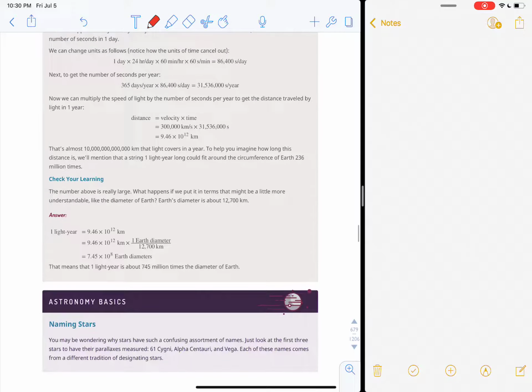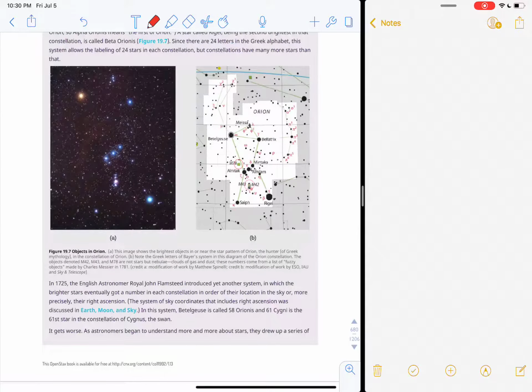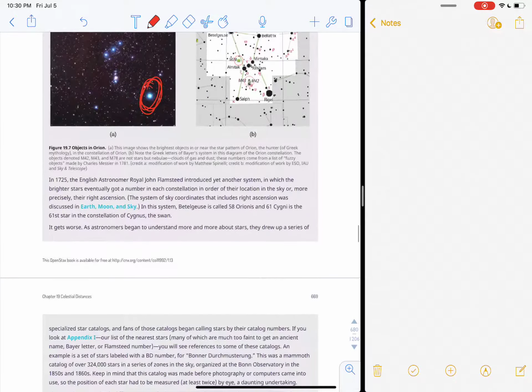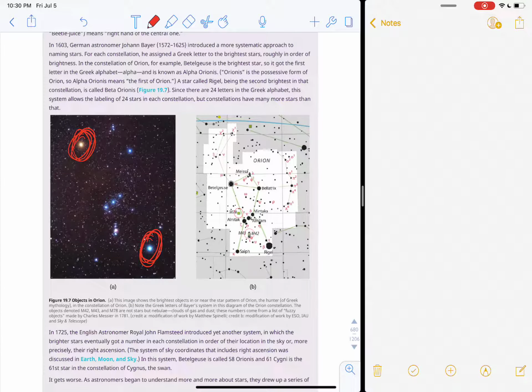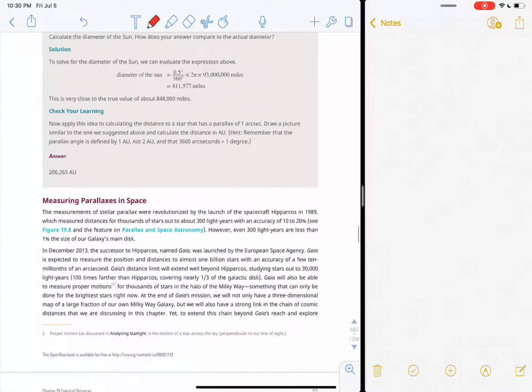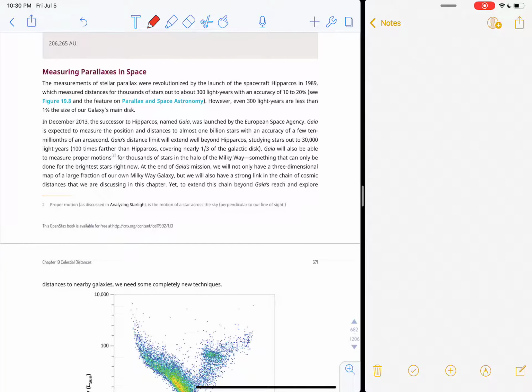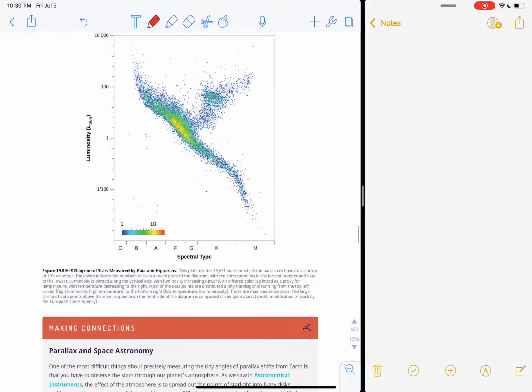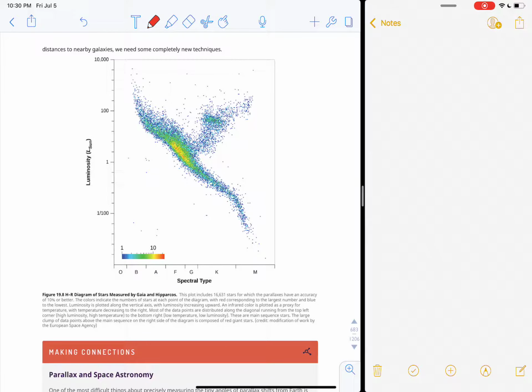Okay, so continuing on, love this picture. Orion, there's Betelgeuse, there's Rigel. Betelgeuse is a nice red star, Rigel's a nice blue star. Okay, but all these stars are at different distances away. The nearest stars are 4 light years, 10 light years, 12 light years away, somewhere in there. And this is the HR diagram of stars taken from the Gaia mission and the Hipparcos mission.